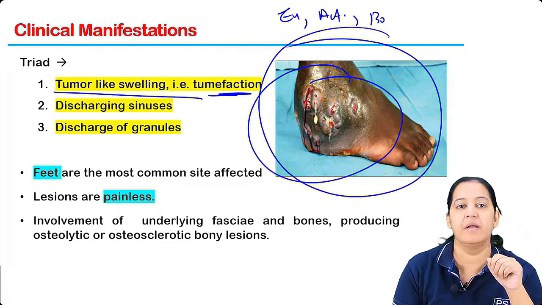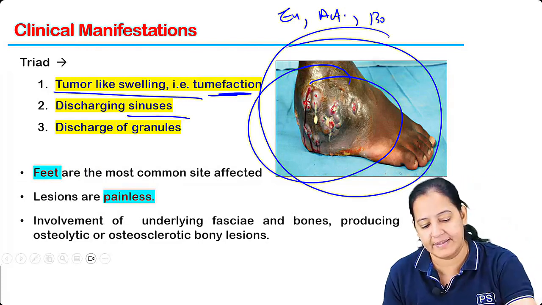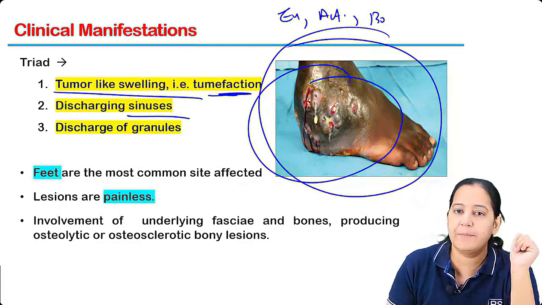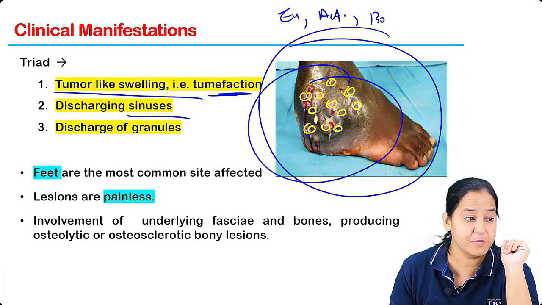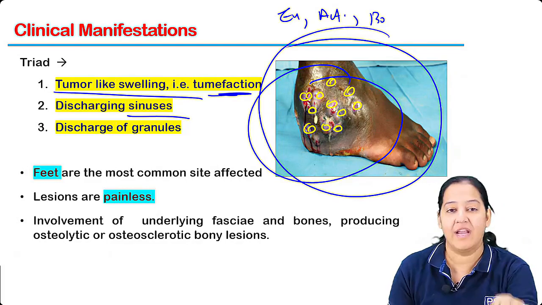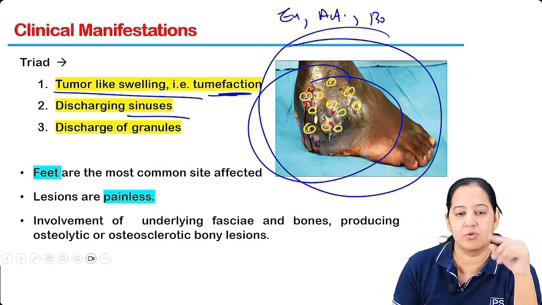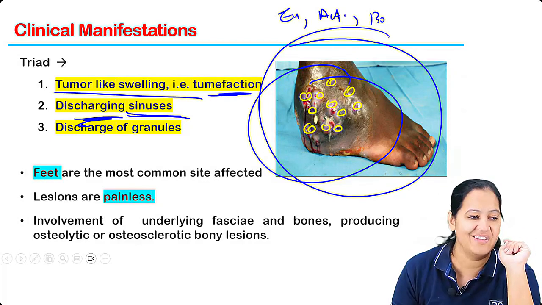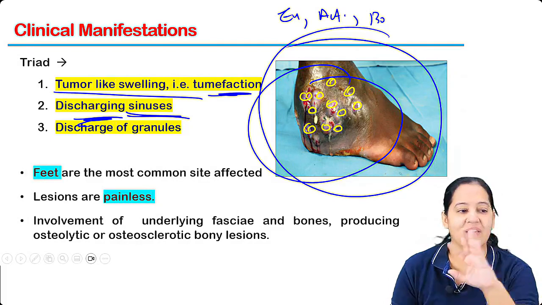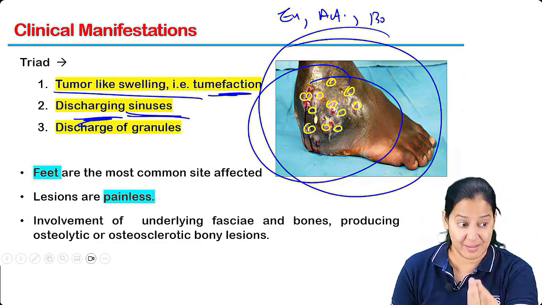Number one. You can see multiple sinuses inside that. Can you appreciate the multiple small sinuses here? Number two, if you press it, the pus will come. So don't say only the word sinus, say discharging sinus. They are not dry. If you say only sinus, it's not correct. Say discharging sinus, the pus comes out of it.